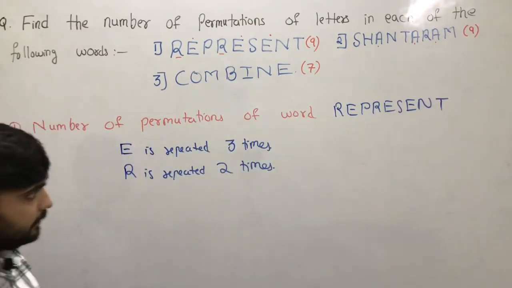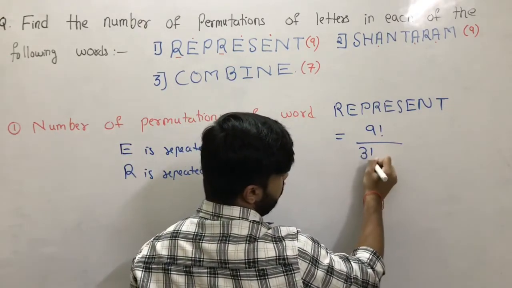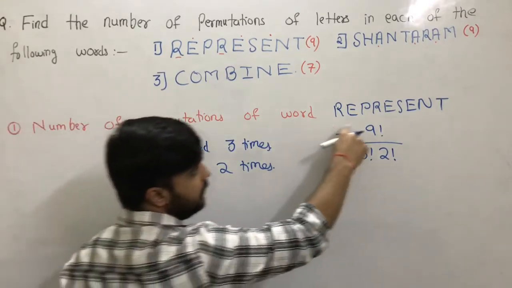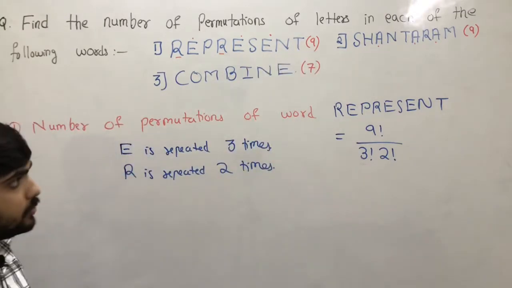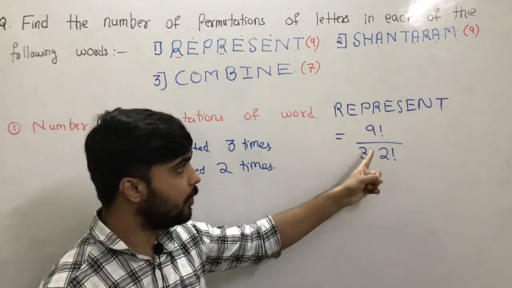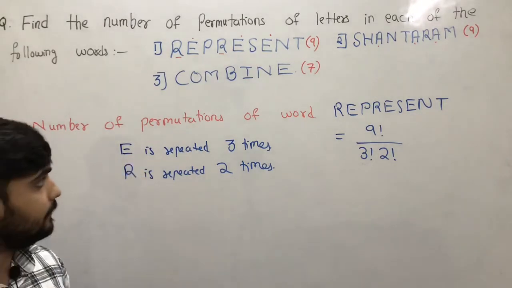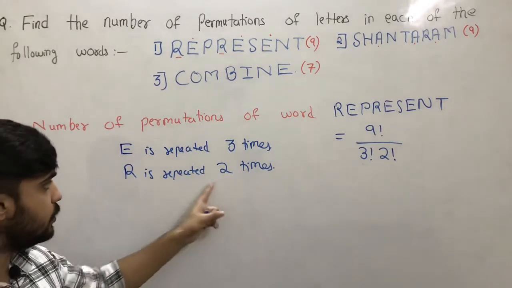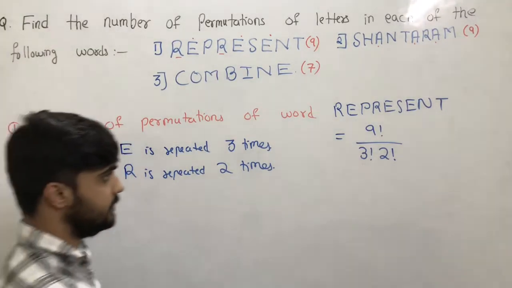is equal to 9 factorial upon 3 factorial into 2 factorial, because the total number of letters in this word is 9. I have written it here. So it is the total number of letters upon the repeated numbers. The repeated numbers are 3 and 2: 3 times E is repeated and 2 times R is repeated. So you just have to solve this.